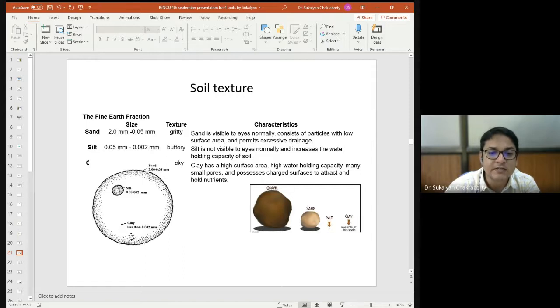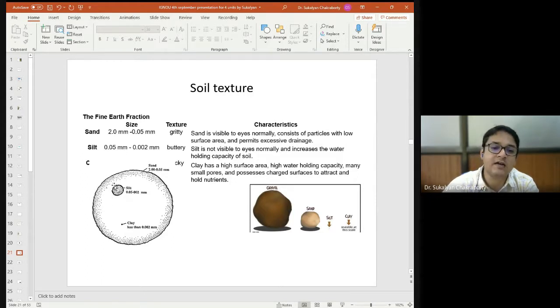Clay is less than 0.002 millimeter. That means the texture is very smooth. Clay soil you find on the banks of rivers. Alluvial soil is clay soil. Its porosity is very less. That's why this soil is very good for rice cultivation, which requires waterlogged conditions.